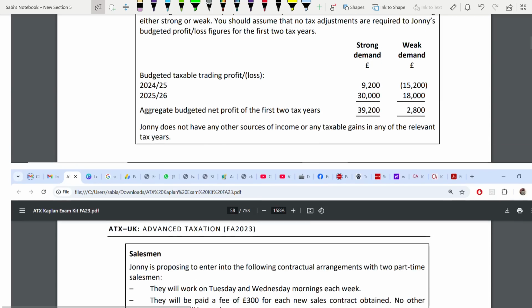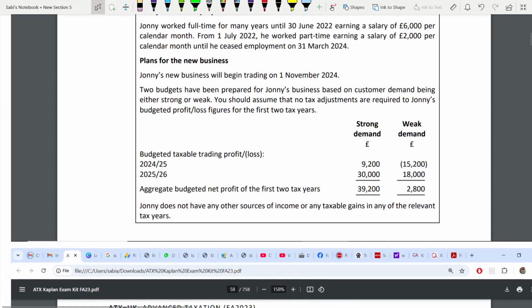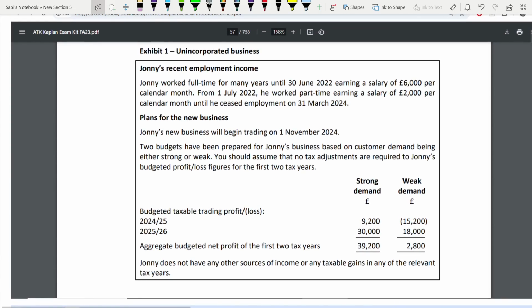So yeah, exhibit 1. Okay. From my requirements in exhibit 3, I'm moving on to exhibit 1 and 2. Exhibit 2 is for inheritance, and exhibit 1 you will need for your requirement A. So this is about employment. We'll see how many incomes they have.